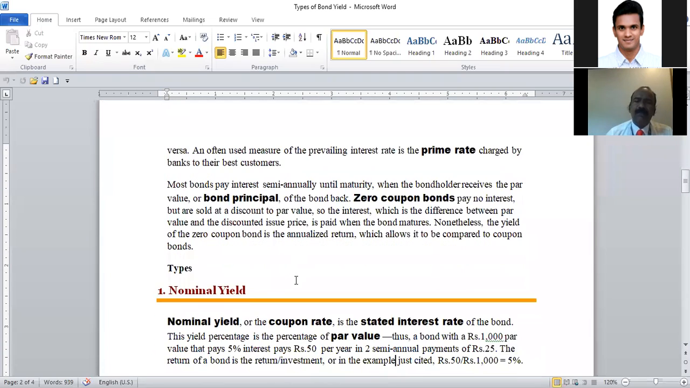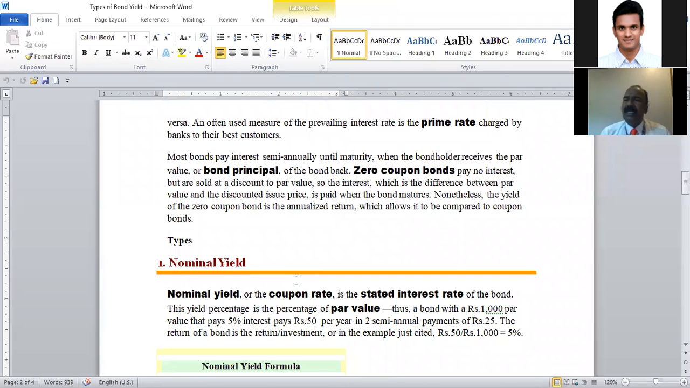There are four types of bond yield. One is nominal yield. It is there already in the LMS, you can see it. Nominal yield means the coupon rate. It's the stated interest rate of the bond. For example, a 1,000 rupees bond with 10% interest. So the nominal yield is 10%.